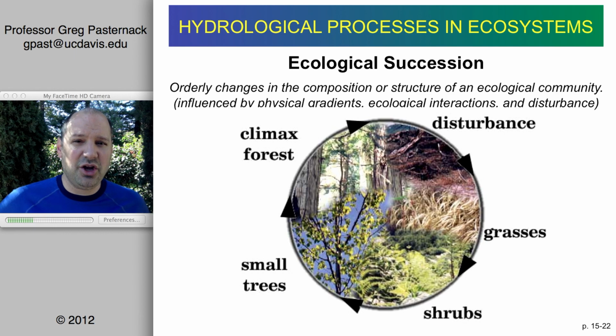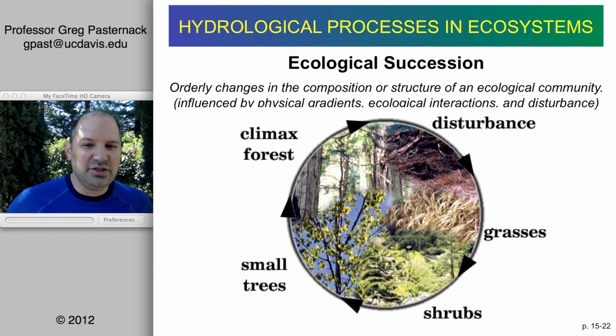Ecological succession can occur. Well, it's basically when, through time, the plant community changes. It can be driven by a disturbance, or it can just happen through the processes of competition and predation and mortality, immigration. So it can be driven entirely biologically, or it can be driven entirely physically, or a combination of the two.